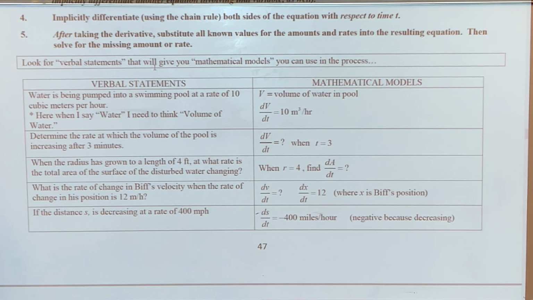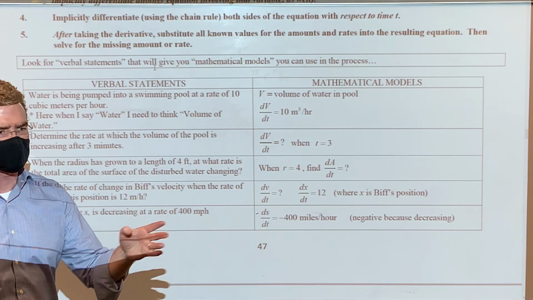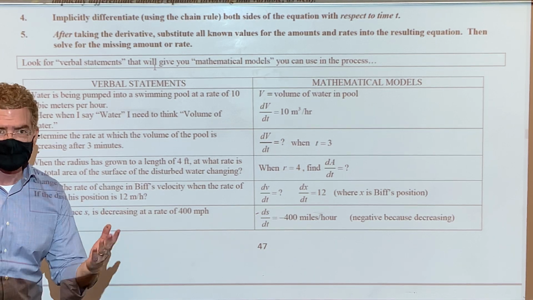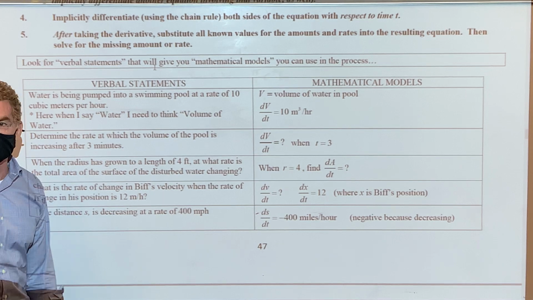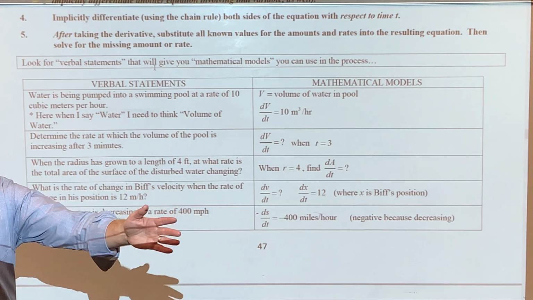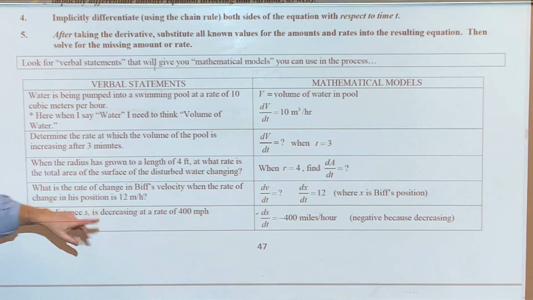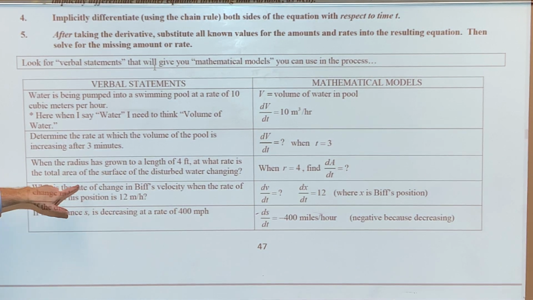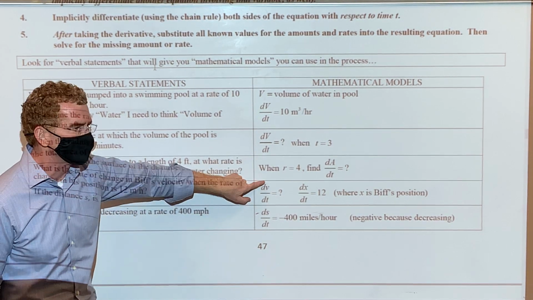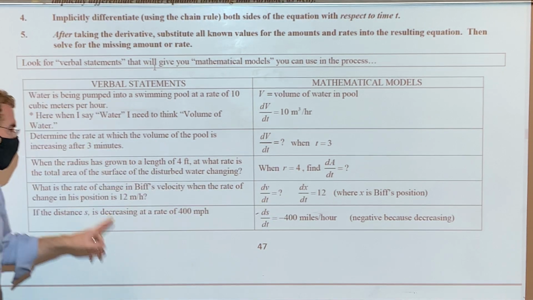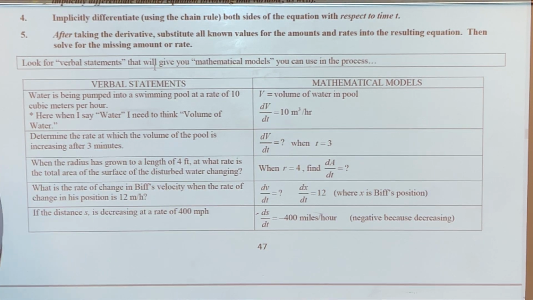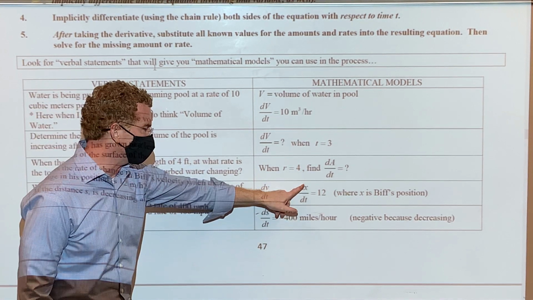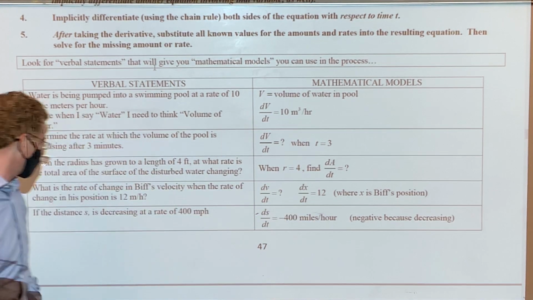What is the rate of change in Biff's velocity? We haven't done a lot with velocity and acceleration. If you've taken physics, you've done a little bit of that, and that may be helpful from time to time, but honestly, don't make it too helpful. It'll be very helpful when we do position, velocity, acceleration, but just stick to what you know here. So the rate at which Biff's velocity is changing, what is dv/dt? When the rate of change in his position, most of the time we're talking about a position change, we think of x, but you could use p, I guess. dp/dt or dx/dt is 12.